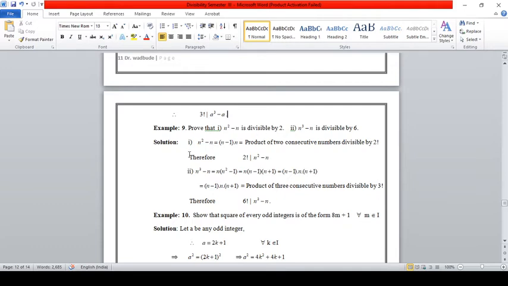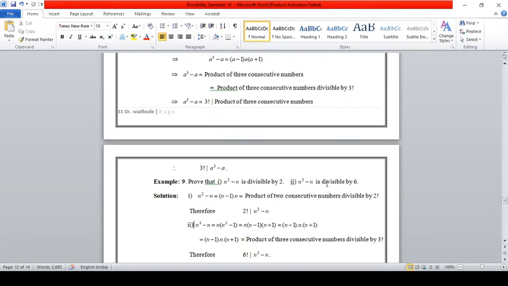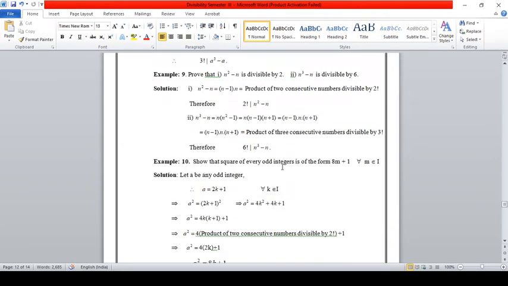First part: n square minus n is equal to n into n minus 1, where n is common. This means the product of two consecutive numbers. First consecutive number is n minus 1 and second consecutive number is n. So this is divisible by 2 factorial by the previous theorem. Second part, n cube minus n, is already given as a cube minus a. n cube minus n is divisible by 3 factorial, which means 6. This is already proved.